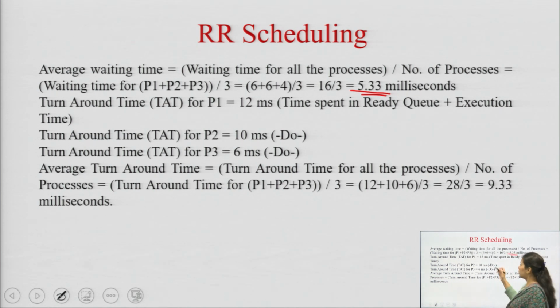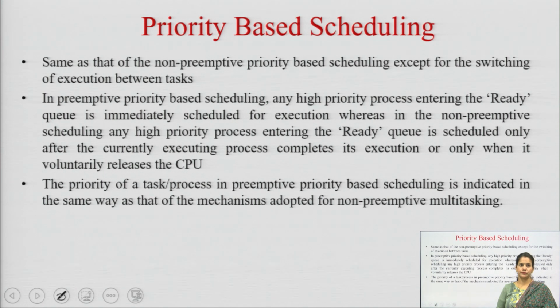Accordingly, for the P1 task, the turnaround time is 12 milliseconds, for P2 the turnaround time was 10 milliseconds, and for P3 it was 6 milliseconds. To find the average turnaround time, we have to add all the turnaround times for the 3 tasks and divide by 3 because there are a total of 3 tasks. So, this was all about the round robin scheduling mechanism.